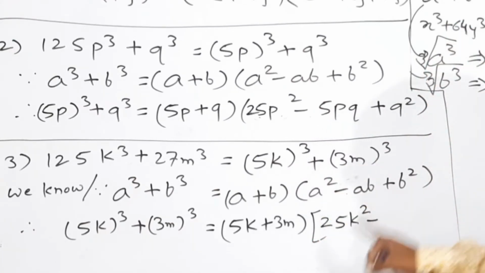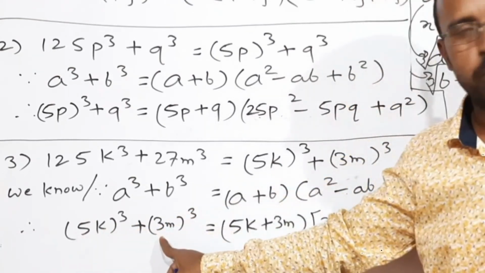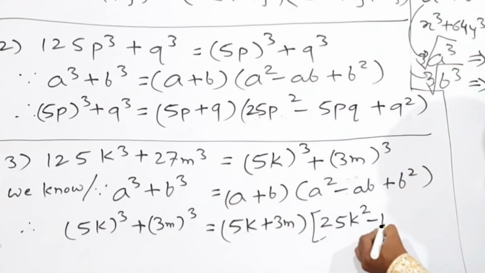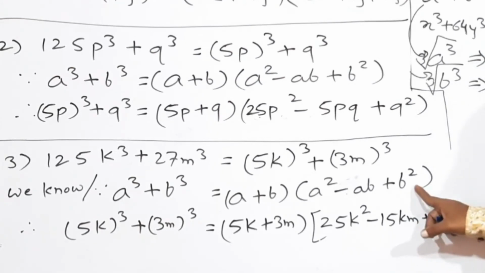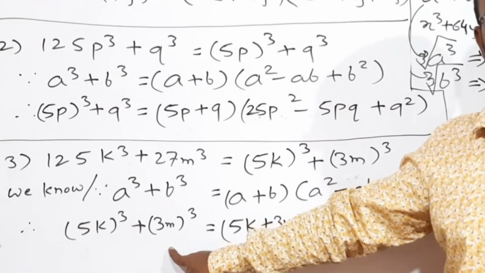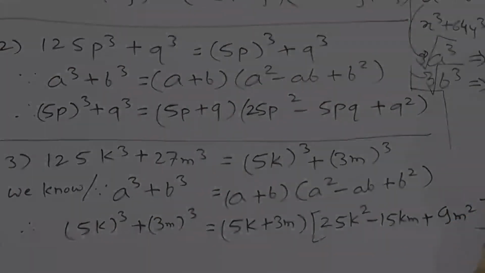Minus a into b, 5k multiplied by 3m. 5 threes are 15, k into m, km. So 15km. Plus b square. B is nothing but 3m. The square of 3m is 9m square. The square of 3 is 9. The square of m is m square. Done, students. This is our final answer.